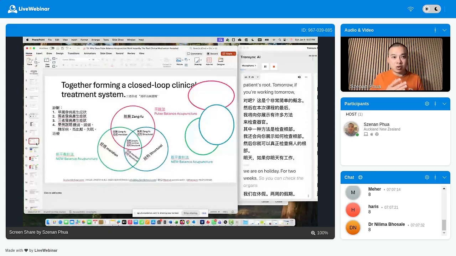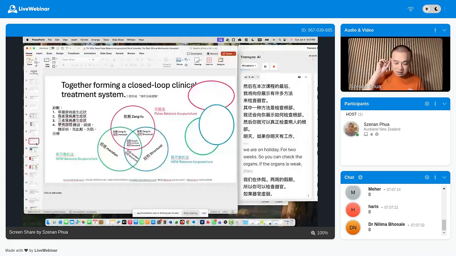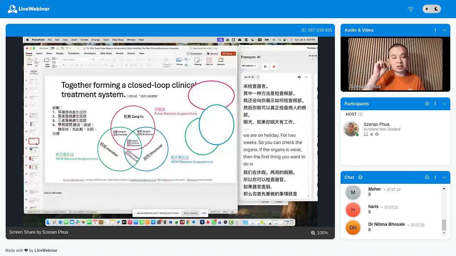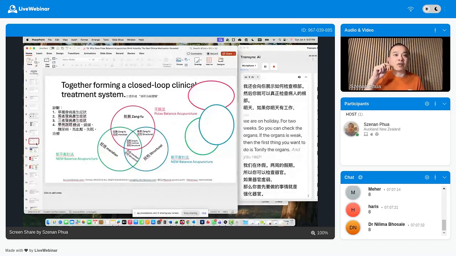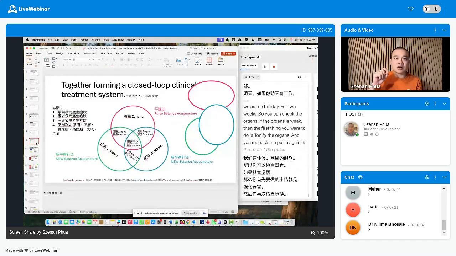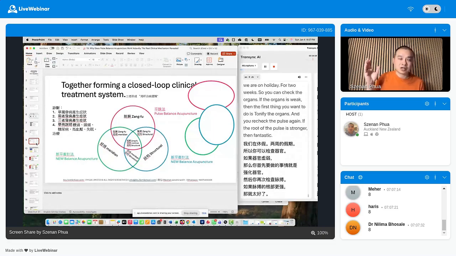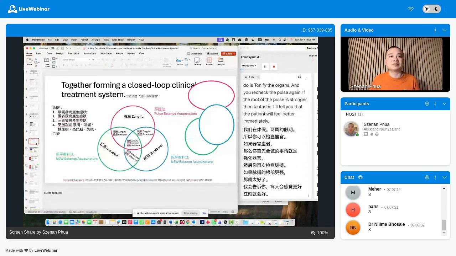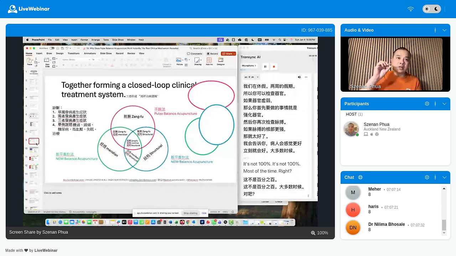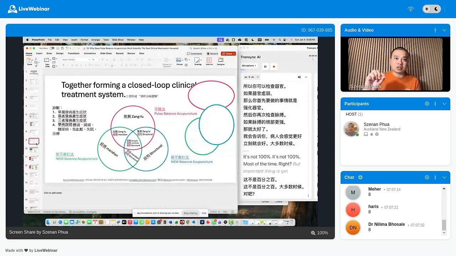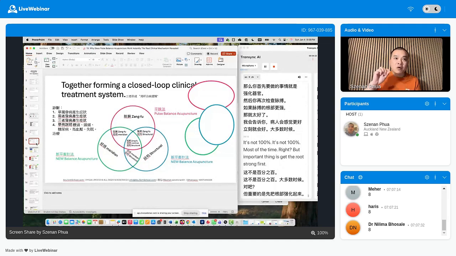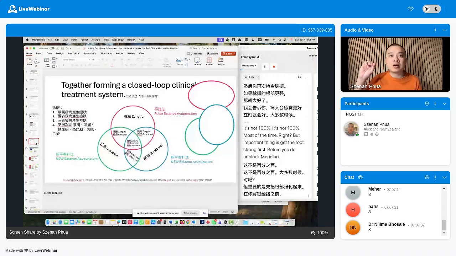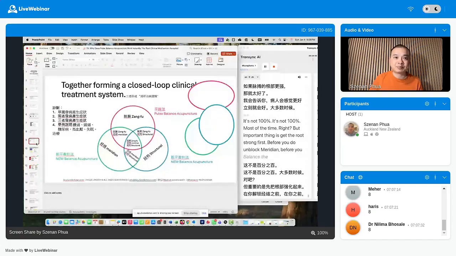If the organs are weak, then the first thing you want to do is tonify the organs. And if we check the pulse again, if the root of the pulse becomes stronger, then fantastic. I'll tell you that the patient will feel better immediately. Most of the time. It's not 100%. All right. But the important thing is to get the root strong first, before you unblock the meridian, before you balance the structure. Does that make sense?